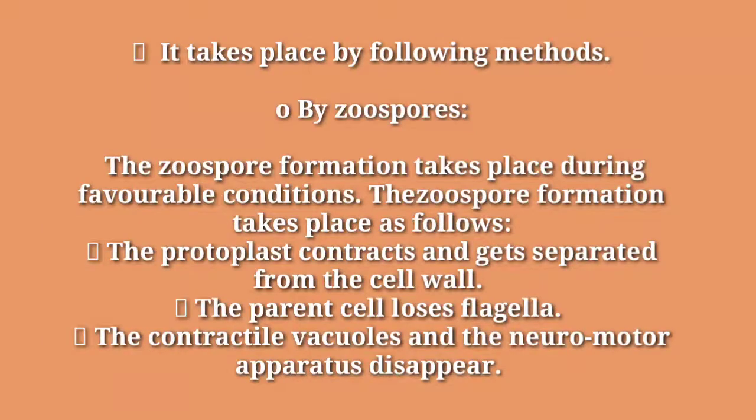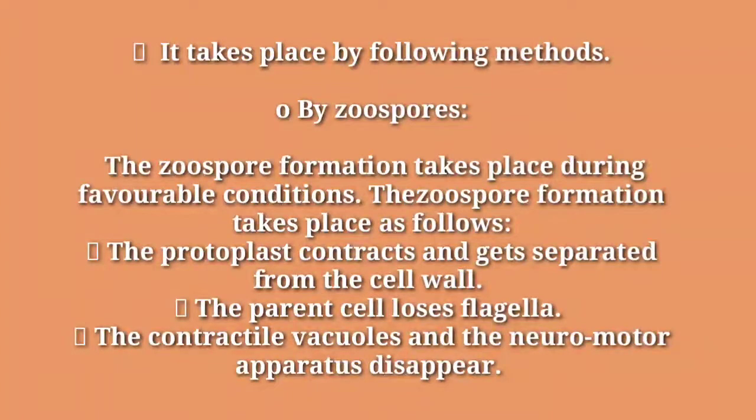Reproduction in Chlamydomonas. The reproduction in Chlamydomonas is both asexual and sexual. Asexual reproduction. It takes place by the following methods. By zoospores. The zoospore formation takes place during favorable conditions. The zoospore formation takes place as follows.